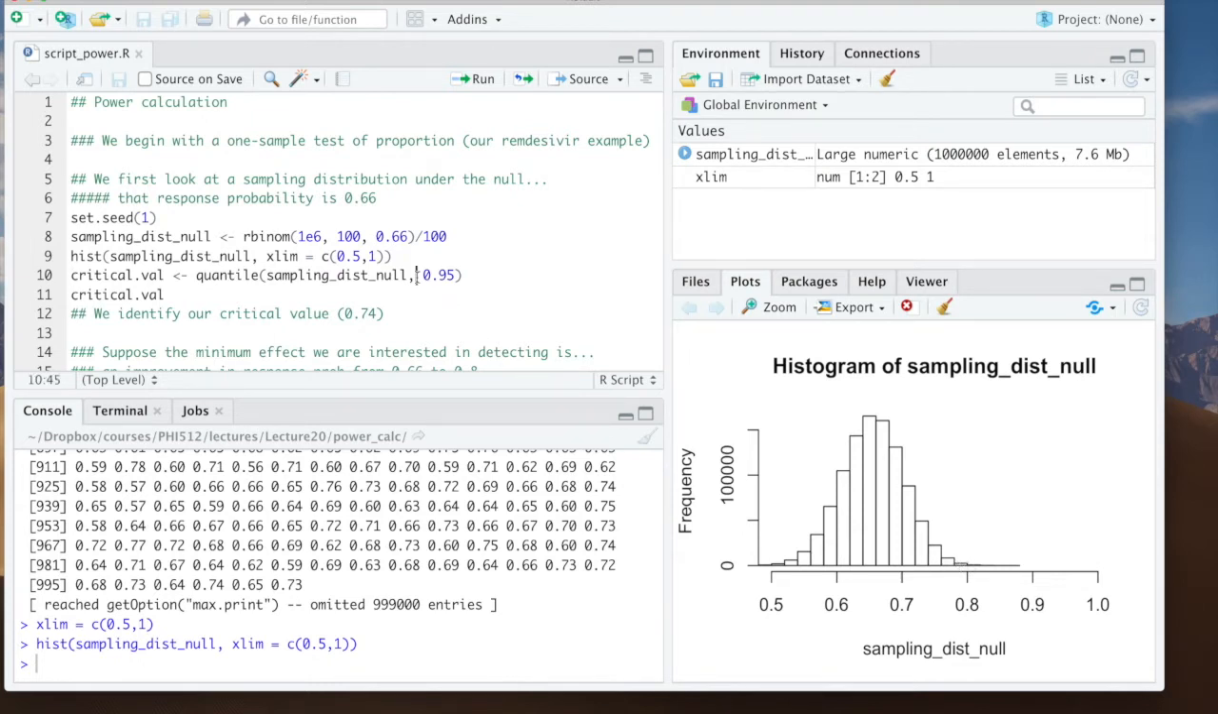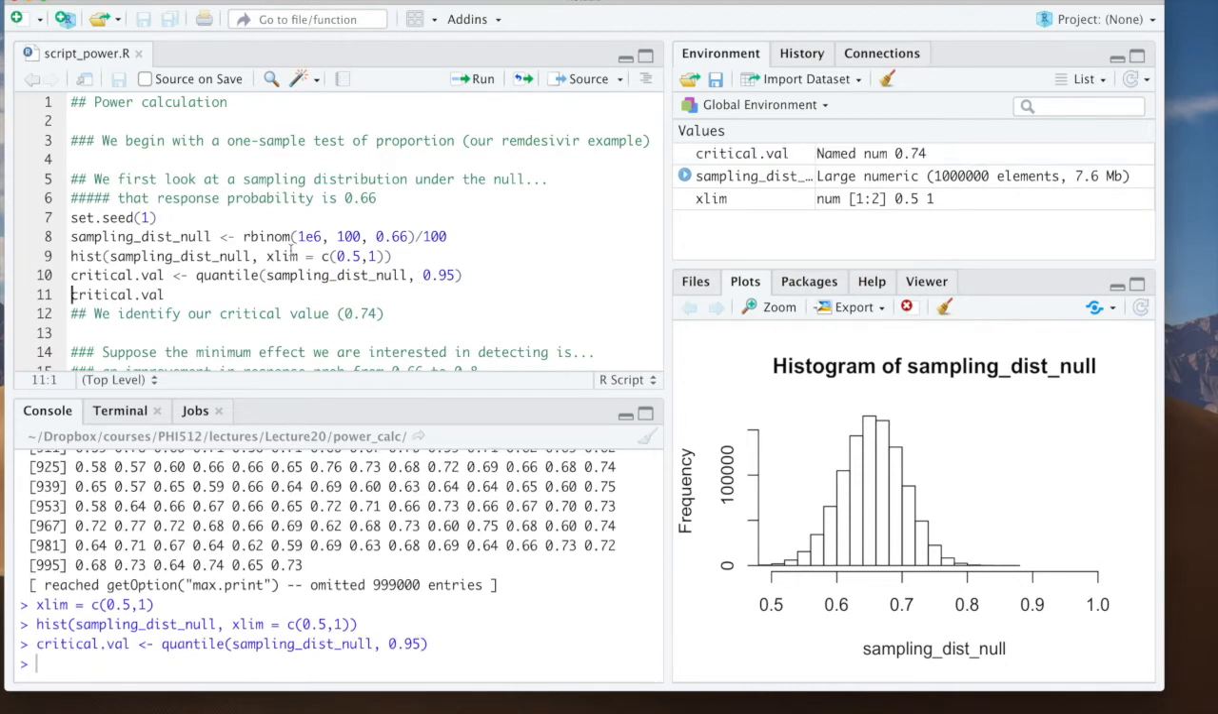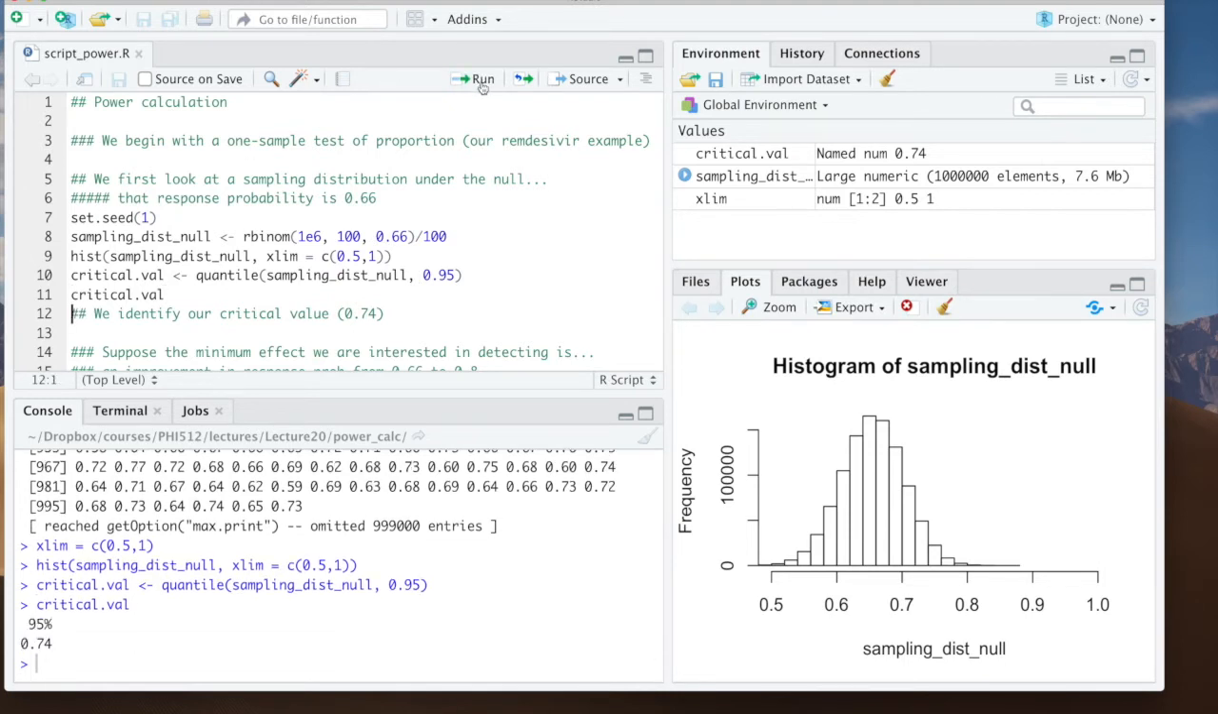And we do this with the quantile command, identifying the 95th quantile. So I'm going to do that. I'm going to call that value critical.val. And now I can evaluate critical.val, and I can see that is 0.74.